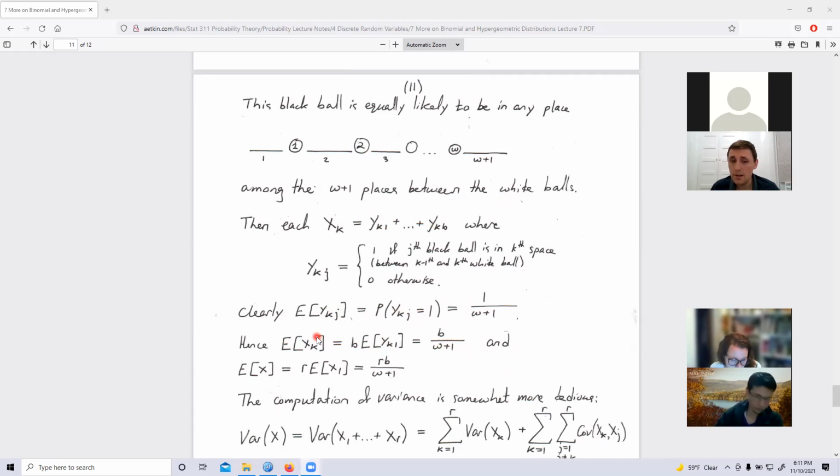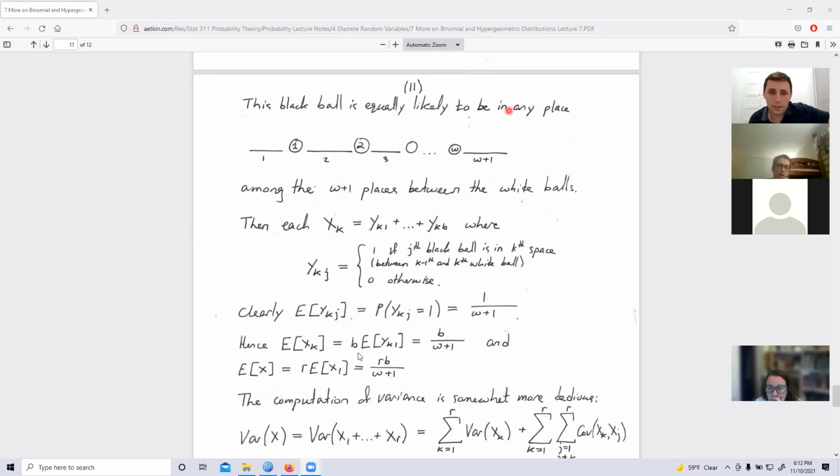Yes, and then what is the expected value of x? It is simply, we have how many of them? We have x1, x2, all the way to x sub r. So we have r times the expected value of x1. Each of the x's are the same. You can see by symmetry that the distribution should be the same. The number in here and the number in here and the number in here, the expected value should be the same.